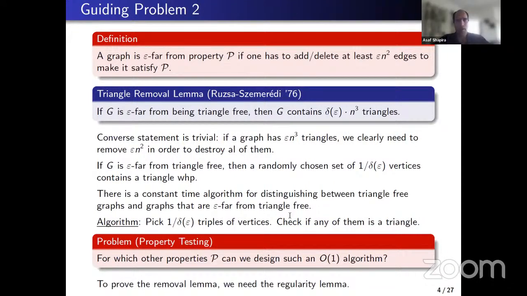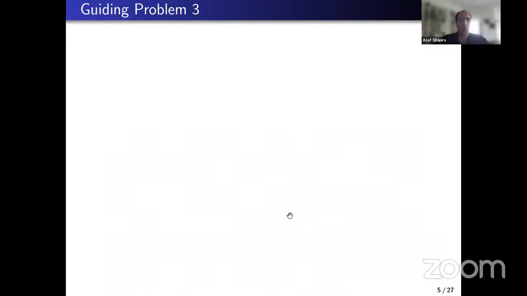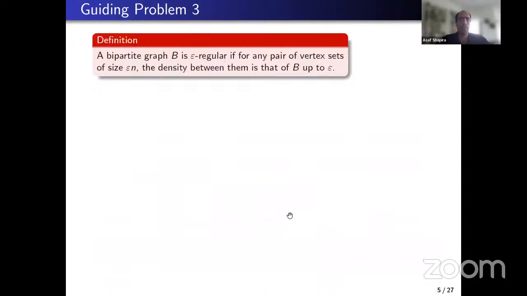But to prove the removal lemma, we need the regularity lemma, which is our third guiding problem. So to state the regularity lemma, we need to say what it means for a bipartite graph to be epsilon regular. A bipartite graph is just a graph whose edges connect two vertex sets of size n. And it's epsilon regular if no matter which subsets of size epsilon n you pick on each side, the density between the two subsets is very close to the density of the entire graph. Okay, so it's a very simple definition.